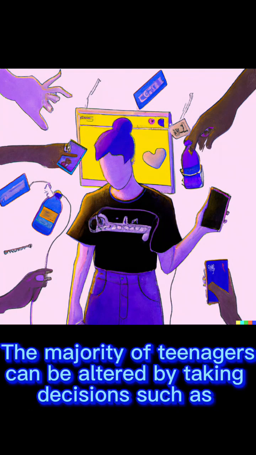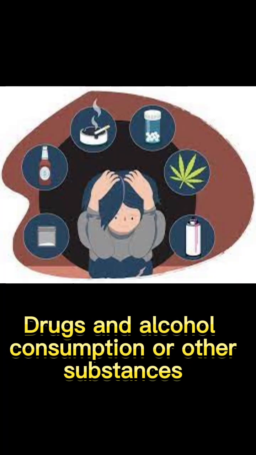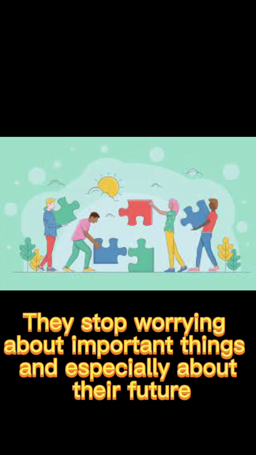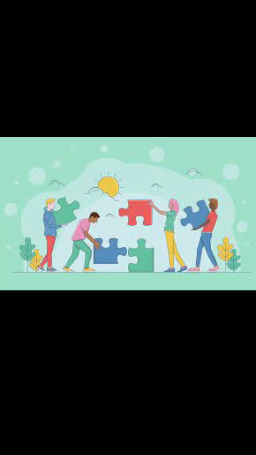The majority of teenagers can be altered by taking decisions such as drugs and alcohol consumption or other substances that can bring them addictions and serious health problems. Mental health illness such as depression, anxiety, or stress. Because teenagers tend to compare themselves to other people, thinking they are better or have a better life than them, lowering their self-esteem and their desire to carry out daily activities, especially studying. They stop worrying about important things and especially about their future.